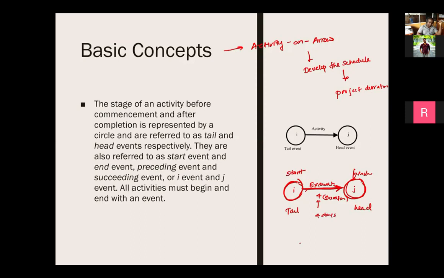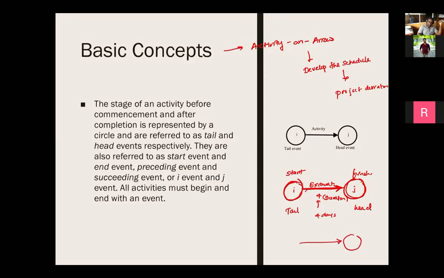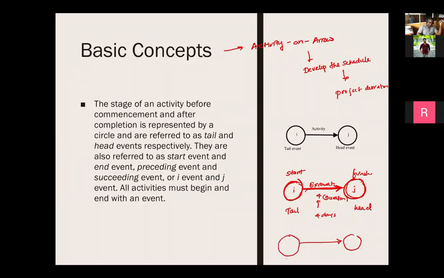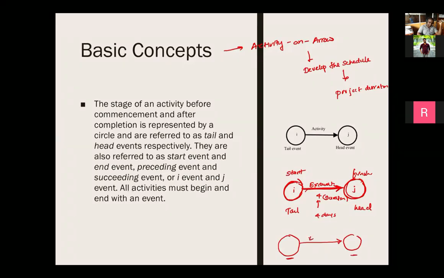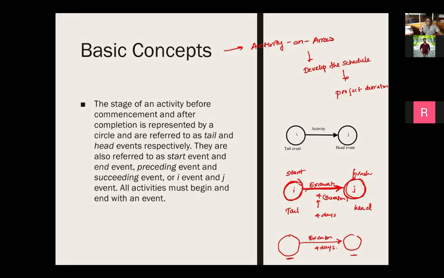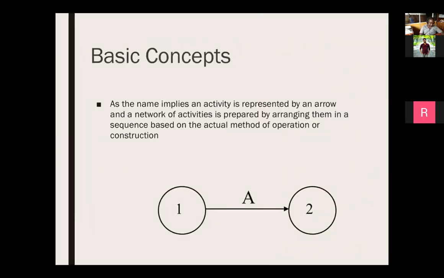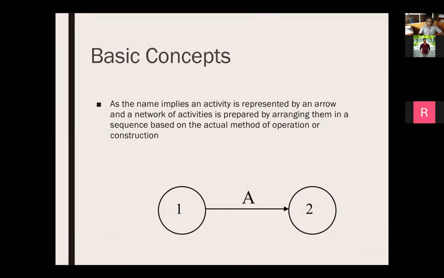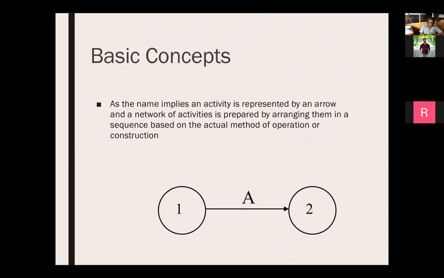I'll tell that again. Start of activity, finish of activity. We call this the tail, we call this the head. And we write the activity here, and the duration here. Each of the activities that you have defined and identified has to be represented in an arrow like this. Then it's the same thing. This is the tail event. This is the head event.